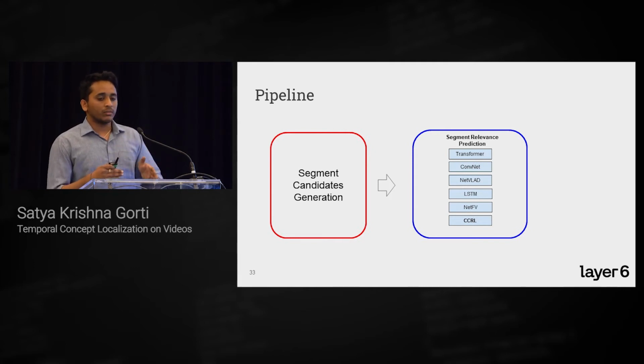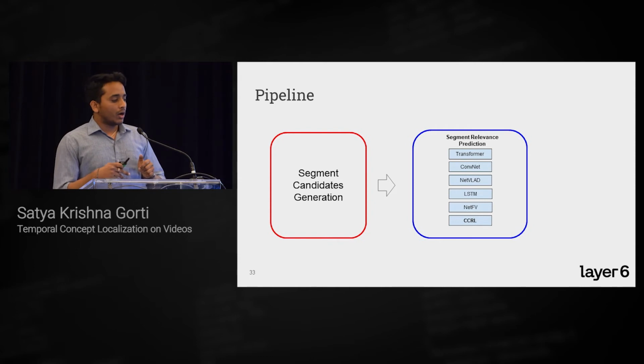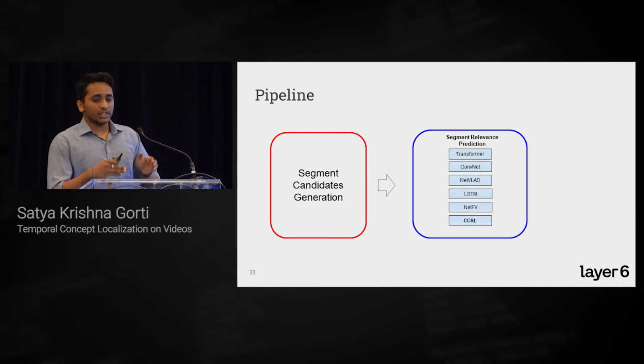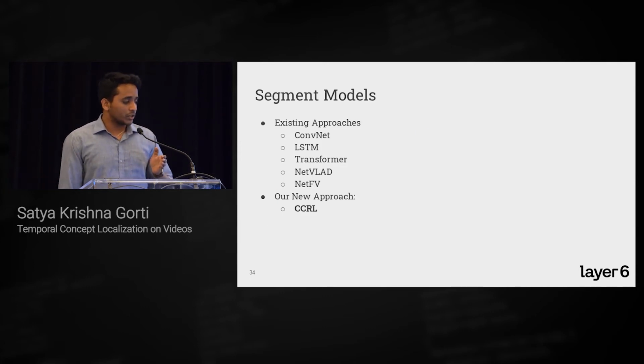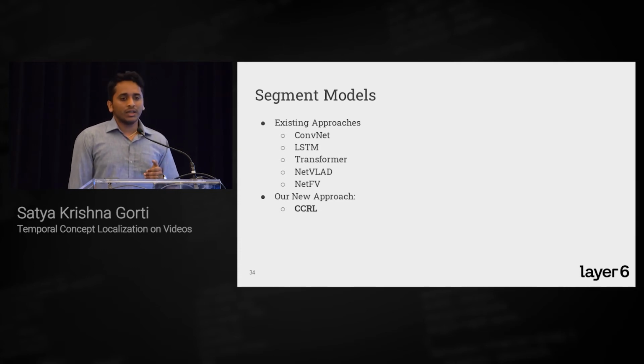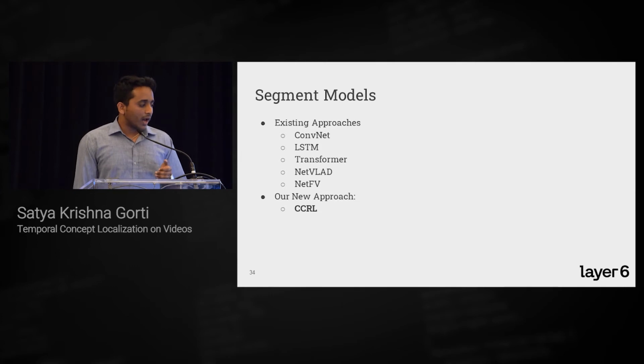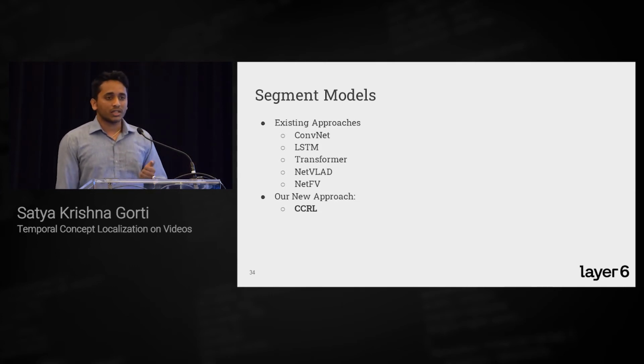Now we can use all the models that I've talked about to predict the class likelihoods on each of the segments coming out from the pool. I've talked about a bunch of models like ConvNets, LSTMs, transformers, and NetVLAD. These are very common in action recognition literature. We also have another model called CCRL, which is cross-class relevance learning, and which is our best performing model.